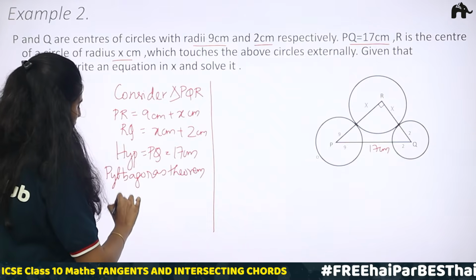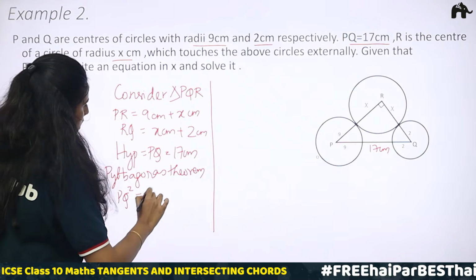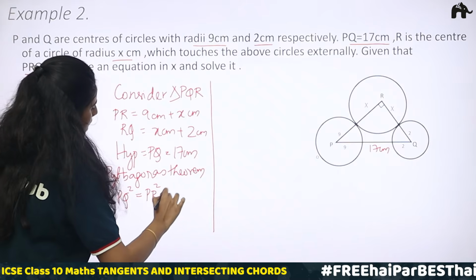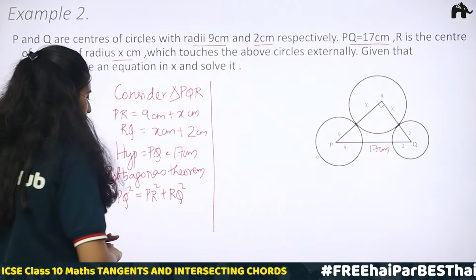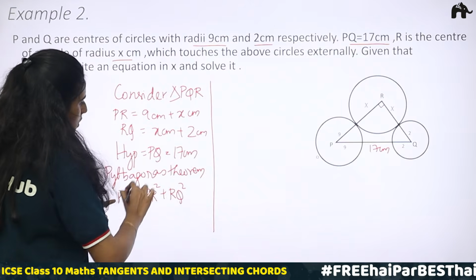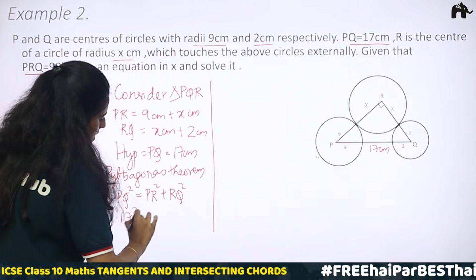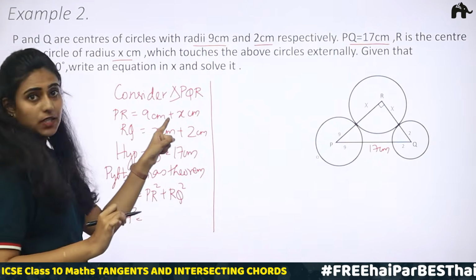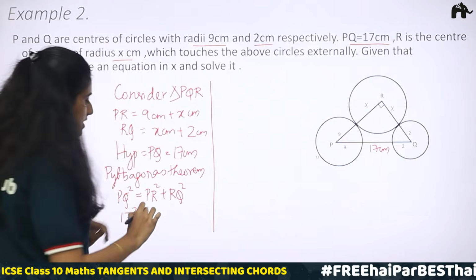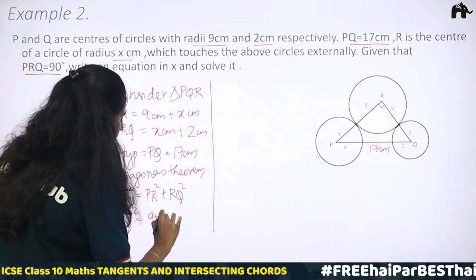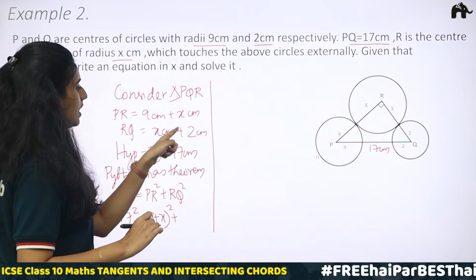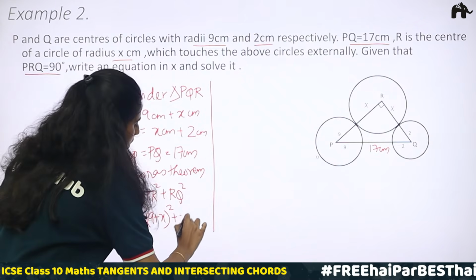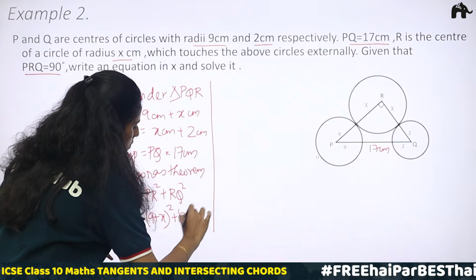We have PQ square is equal to PR square plus RQ square. Okay. Now put the values. PQ square, 17 square, is equal to PR square. PR is 9 plus x, so (9 plus x) whole square, plus RQ square. RQ is 2 plus x, so (2 plus x) whole square.